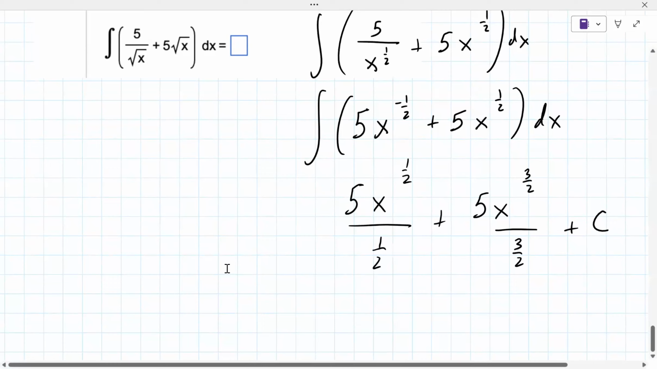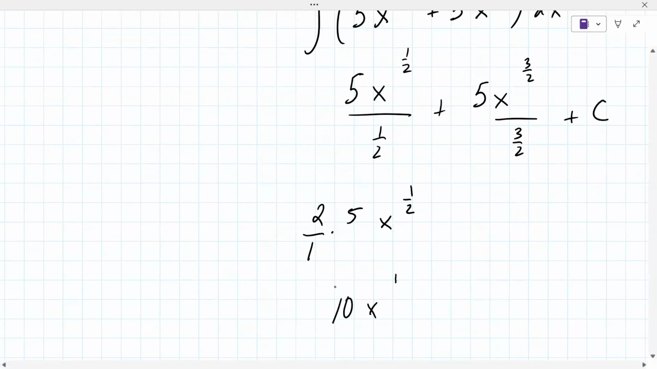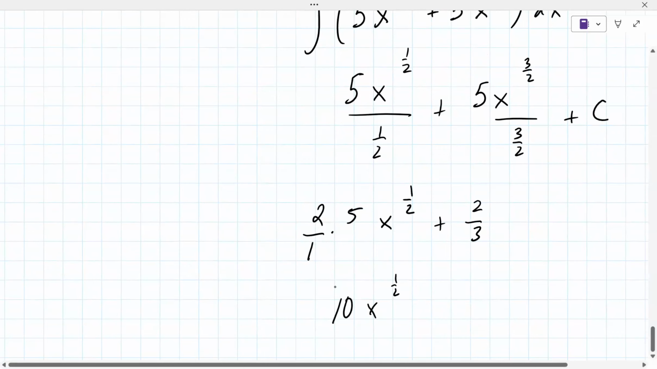Question? Yeah, I'm sorry, I'm thinking. So you can't cancel anything out within that? Not yet. We're going to multiply, this 1/2 really becomes 2/1 times 5. And you can see it becomes 10, it becomes 10x to the 1/2. And then the 3/2 becomes 2/3 times the 5. So it becomes 10/3 x to the 3/2 plus c.